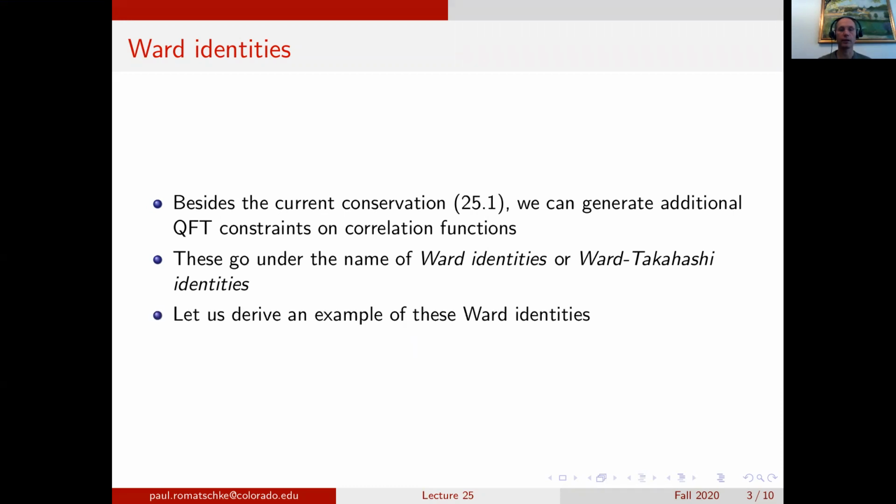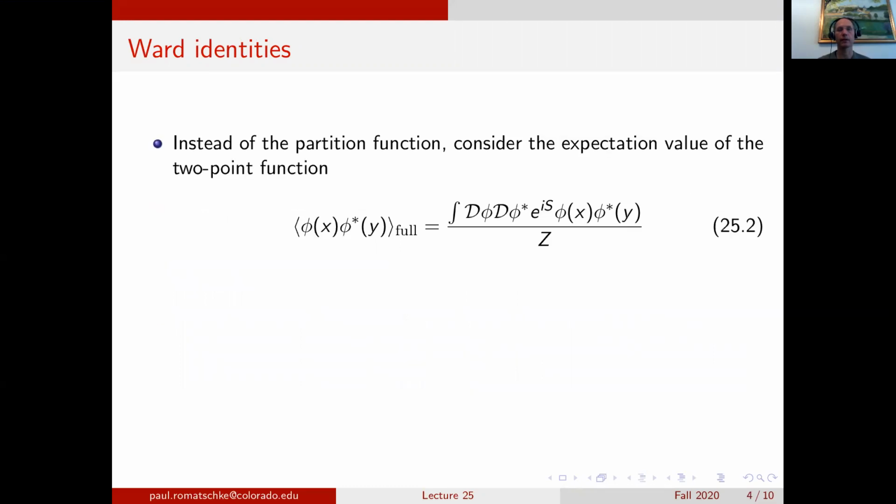Let us now derive an example of one of these Ward identities. So instead of the partition function, I want to consider the expectation value of a two-point function. If you want a full propagator, phi of x, phi star of y, that in the path integral representation is given as the path integral of e to the iS times phi of x, phi star of y.